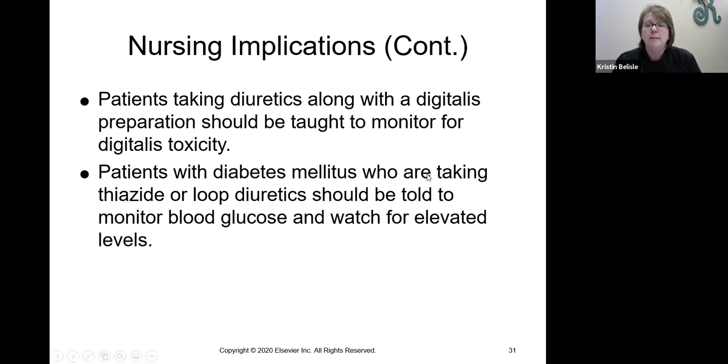Patients with diabetes mellitus who are taking thiazide or loop diuretics should be told to monitor blood glucose and watch for elevated levels. Both loop and thiazides can increase blood glucose levels. So ding, ding, ding, you need to know that. And what are we going to do with our diabetic patients? If they're taking this at home, they need to check their blood sugars. If they're in a clinical setting, we need to check their blood sugars and make sure that we're monitoring that.